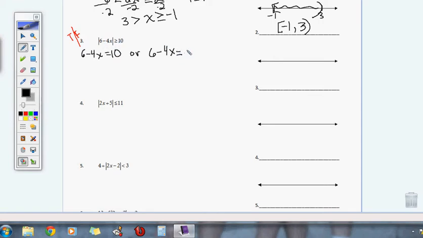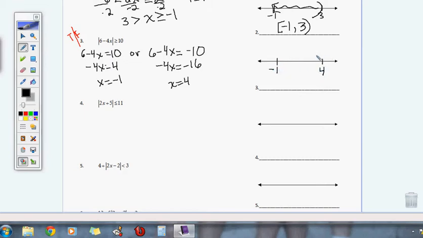So when we do our split, the only thing that changes is that this second one we have a negative 10. So now solving each of those, we're going to have negative 4x equals 4. We'll get an x value of negative 1. And then over here, negative 4x equals negative 16. And x equals 4. So those are actually my boundary points for this problem, okay? Because those are the solutions if it were an equation. So what I'm going to do is I'm going to take negative 1 and I'm going to plot it on here, and I'm going to put 4 on here.